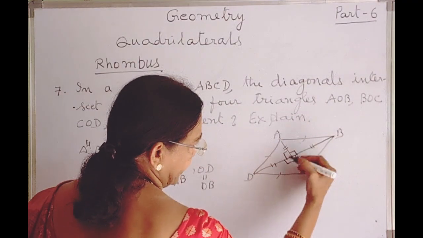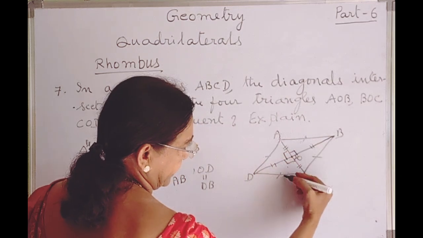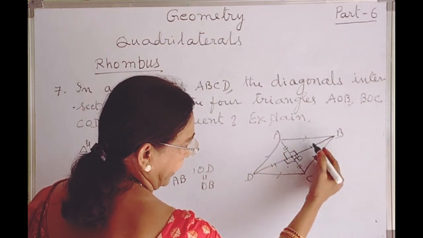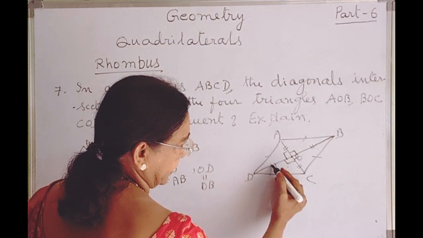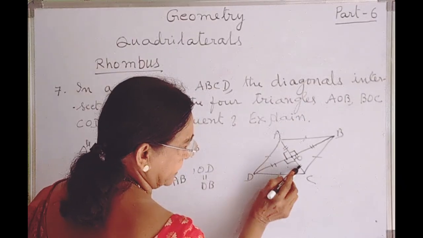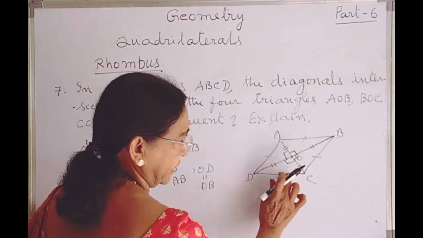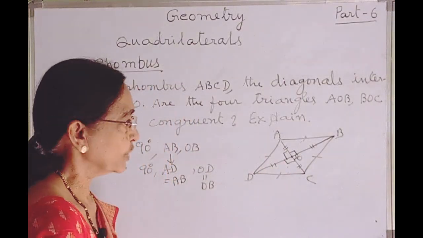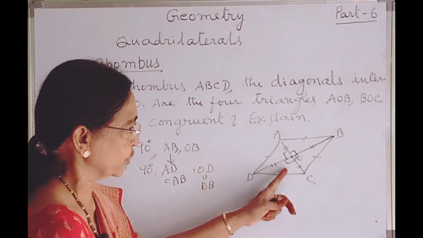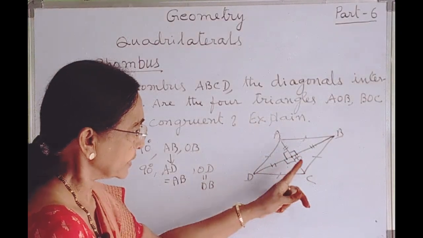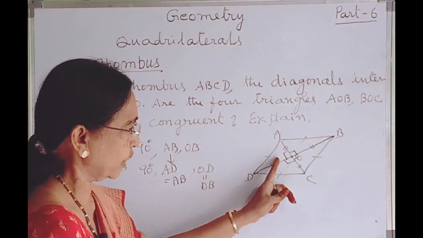Similarly, in these two triangles, this side is equal to this side and this side is equal to this side, so these two triangles are congruent. Looking at them, we can see that these two triangles are congruent. Similarly, these two triangles are also congruent.